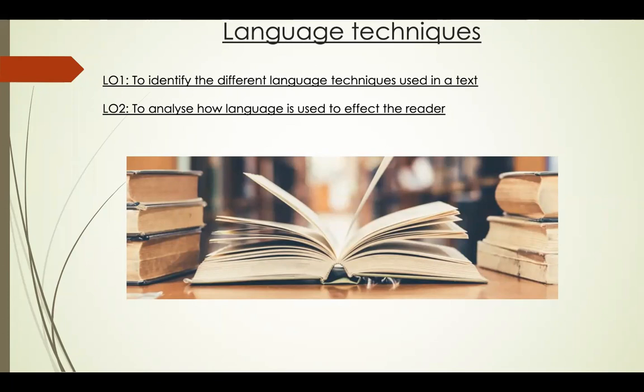So LO1 for today's session is to identify the different language techniques used in a text, and LO2 is to analyze how language is used to affect the reader. So the language techniques that we are going to look at today are relevant for both language paper 1 and language paper 2 of your GCSE English language and also English literature.